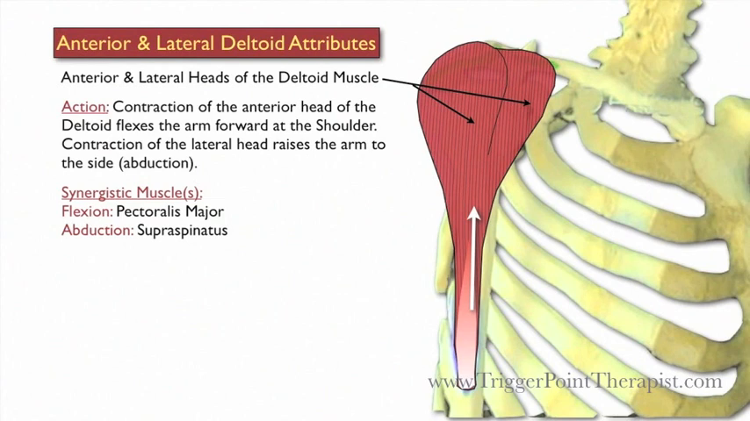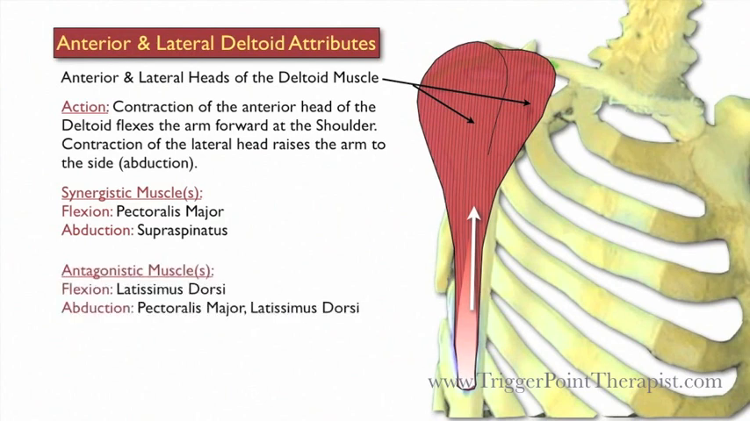Some synergistic muscles include, for flexion, the pectoralis major, and for abduction, the supraspinatus. And antagonistic muscles for the deltoid: for flexion, the antagonistic muscle is the latissimus dorsi, and for abduction, the pec major and the latissimus dorsi.